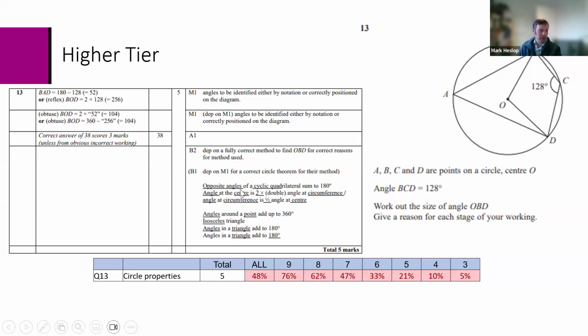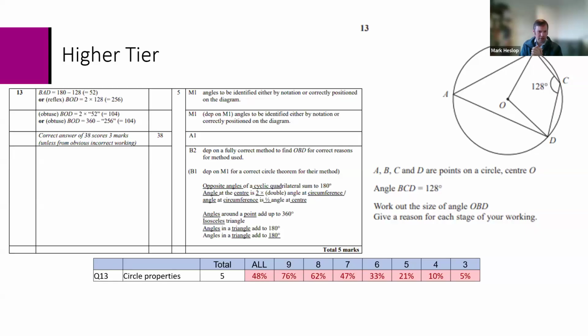Opposite angles in a cyclic quadrilateral sum to 180 degrees. The angle at the centre is double the angle at the circumference. Angles around a point add up to 360 degrees. It's an isosceles triangle. They can quickly see what they need to be working on in terms of the mark schemes themselves. I wouldn't want your students to be losing these marks when they know what they're talking about but haven't used certain keywords. The examiners are not allowed to award them the marks.